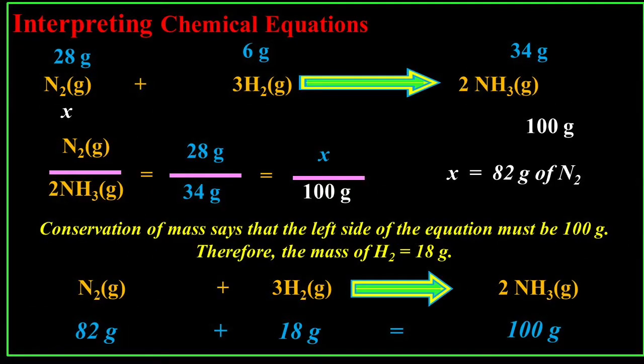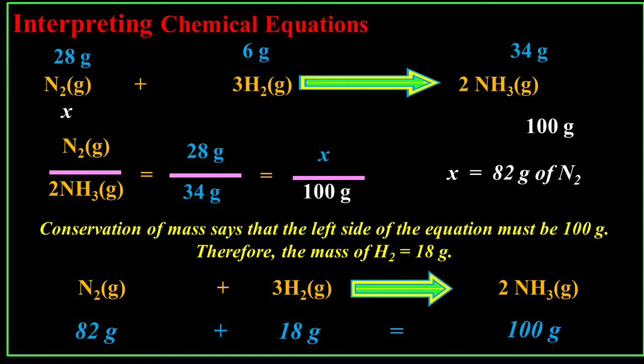Okay. Now, what happens if you have 100 of the ammonia? That's a little bit weird. So I have 100 of the ammonia. So you set up the known equation. You have nitrogen over 2 moles of ammonia. So that's 28 over 34. That's right from the equation. And then you say X over 100. You solve the equation for X. You get 82 grams of nitrogen.